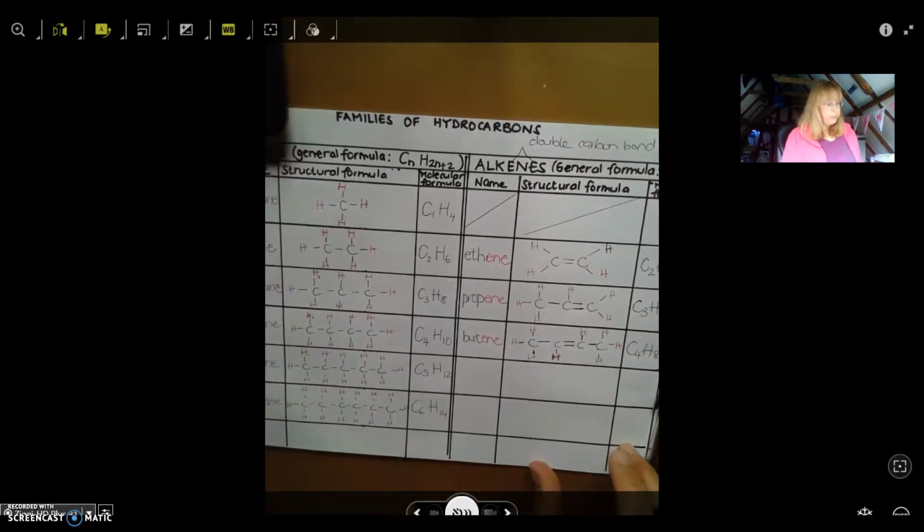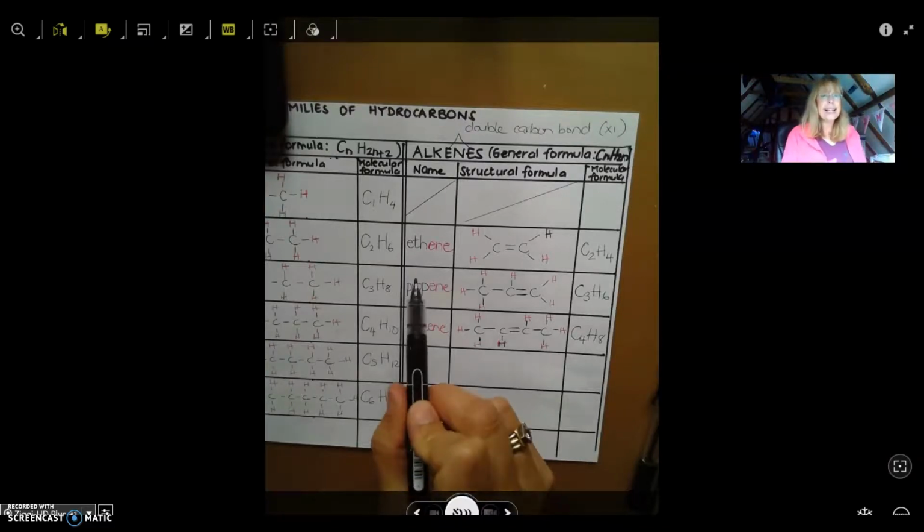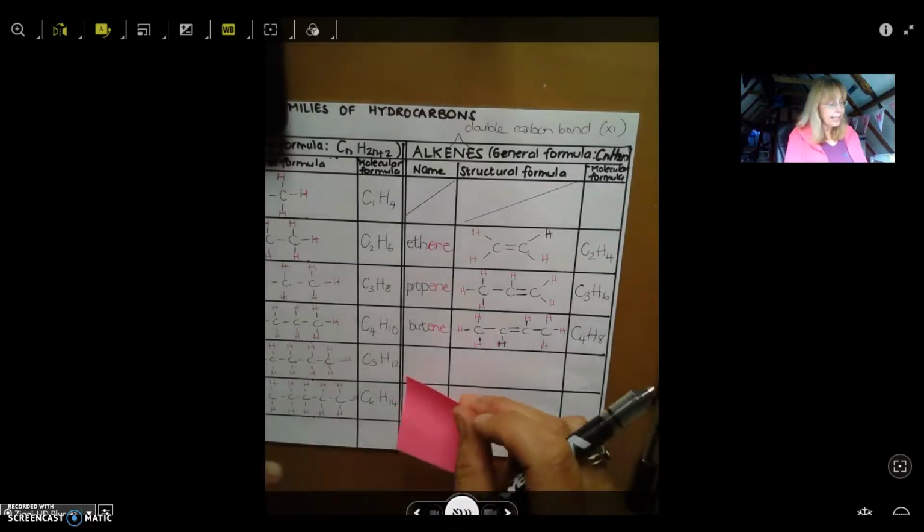Now, we need to know the test for the alkenes, because if I have ethane and ethene, how can I tell which one is which? Well, there is a wonderful way of doing this. So, the test for this, just like the test for carbon dioxide is add lime water and it turns cloudy, the test for an alkene is this.